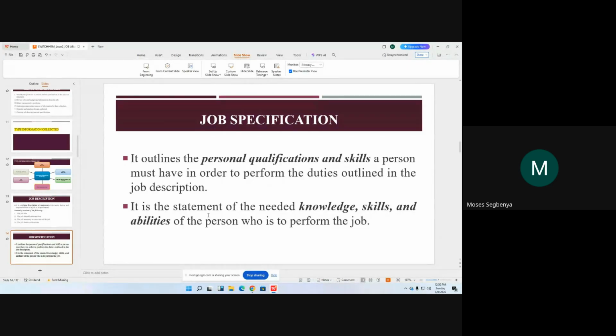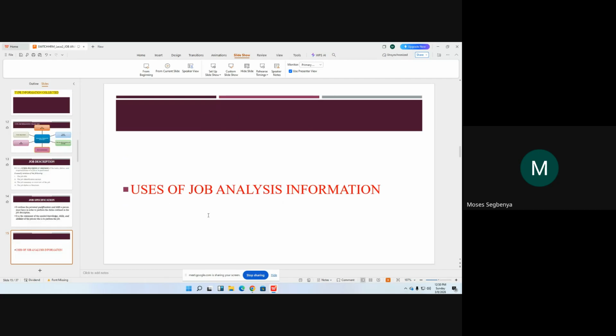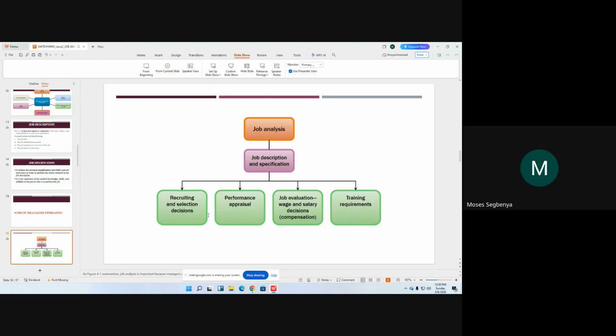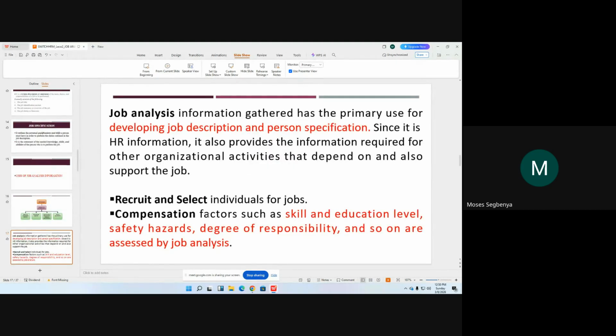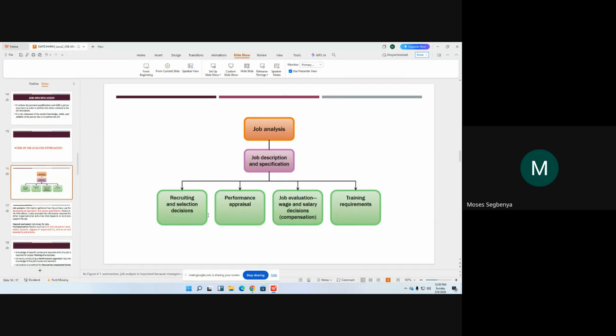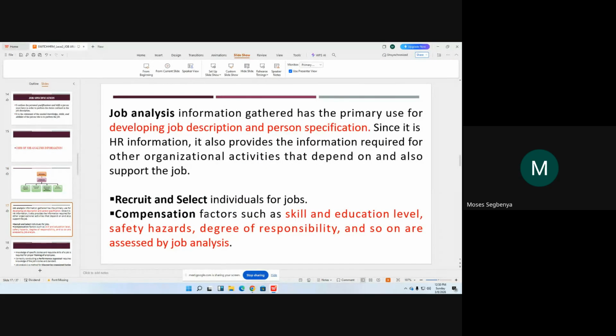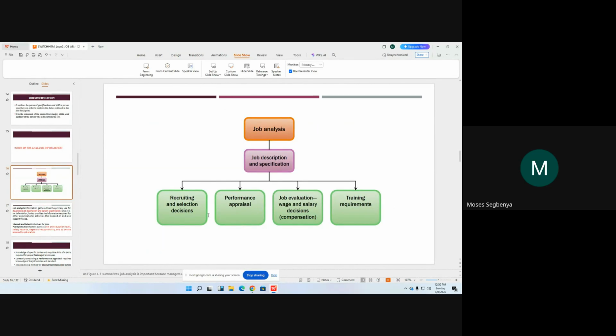So it is a statement of the needed knowledge, skill, and abilities of the person who is to perform the job. So having gotten this job specification and job description information out of the job analysis, what will you use them for? One, you use them for things like recruitment and selection, performance appraisal, job evaluation, and training requirement. So you see here that job analysis information, when gathered, can be used for developing job description and job specification. Without it, you cannot place any advert.